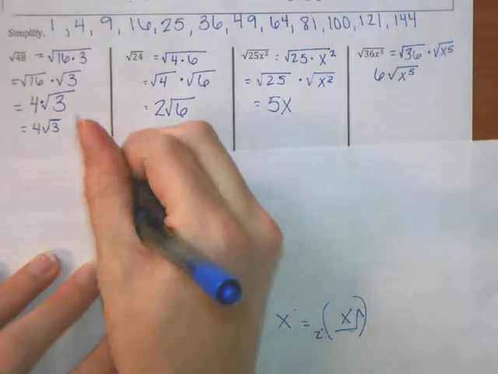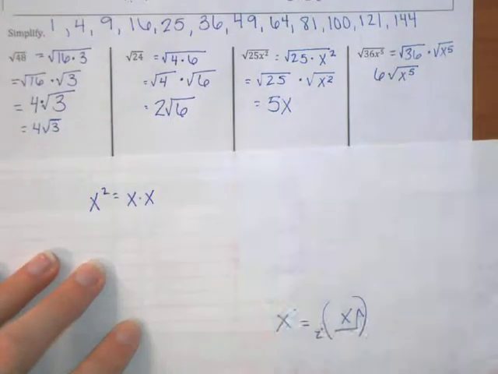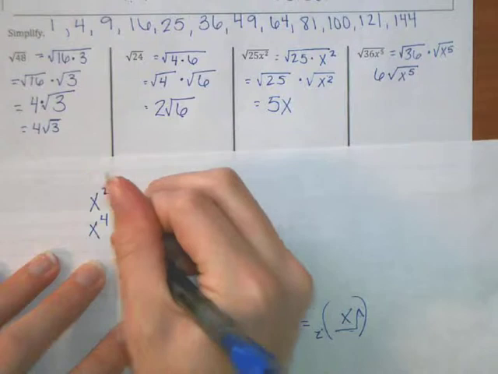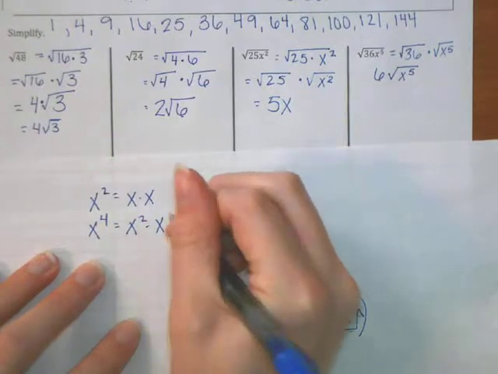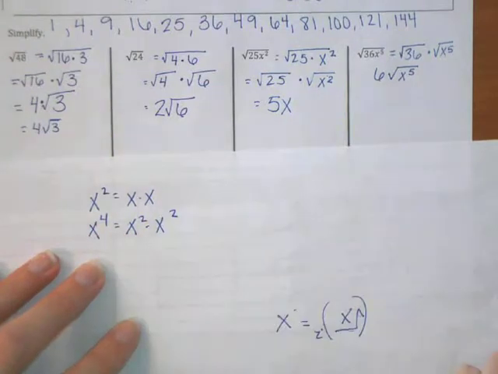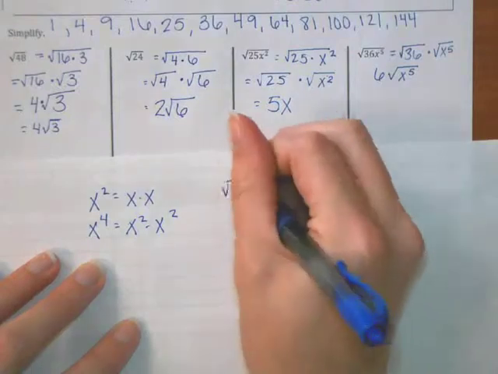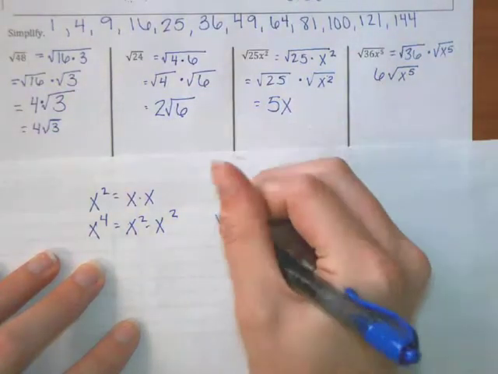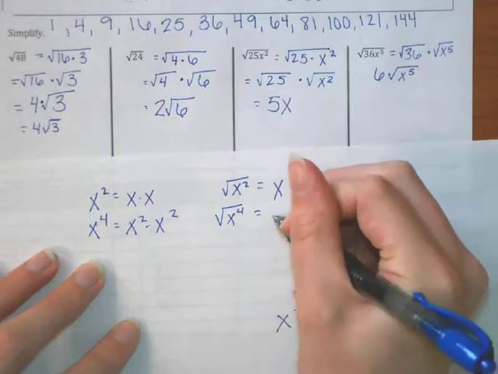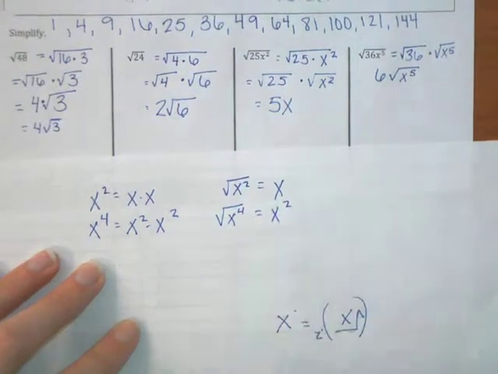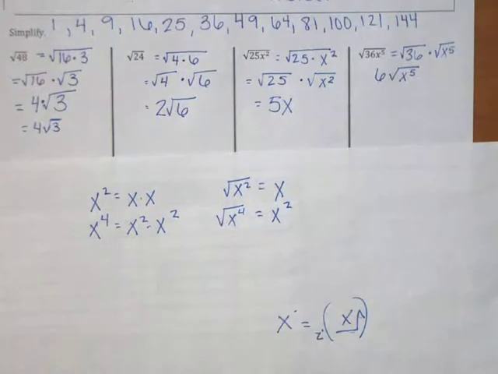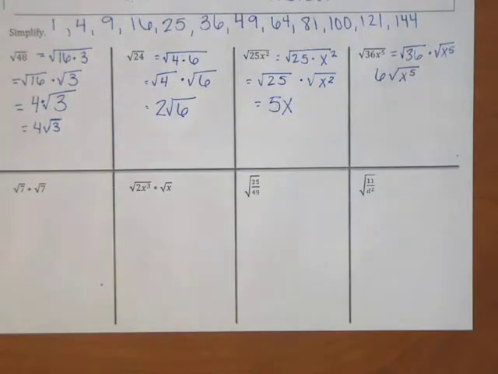Because x squared is x times x. X to the 4th is x squared times x squared. Right? So the square root of x squared is x. The square root of x to the 4th is x squared. Even ones are perfect squares, okay? Does that make sense? So that tells me that every odd exponent has a perfect square that goes into it.